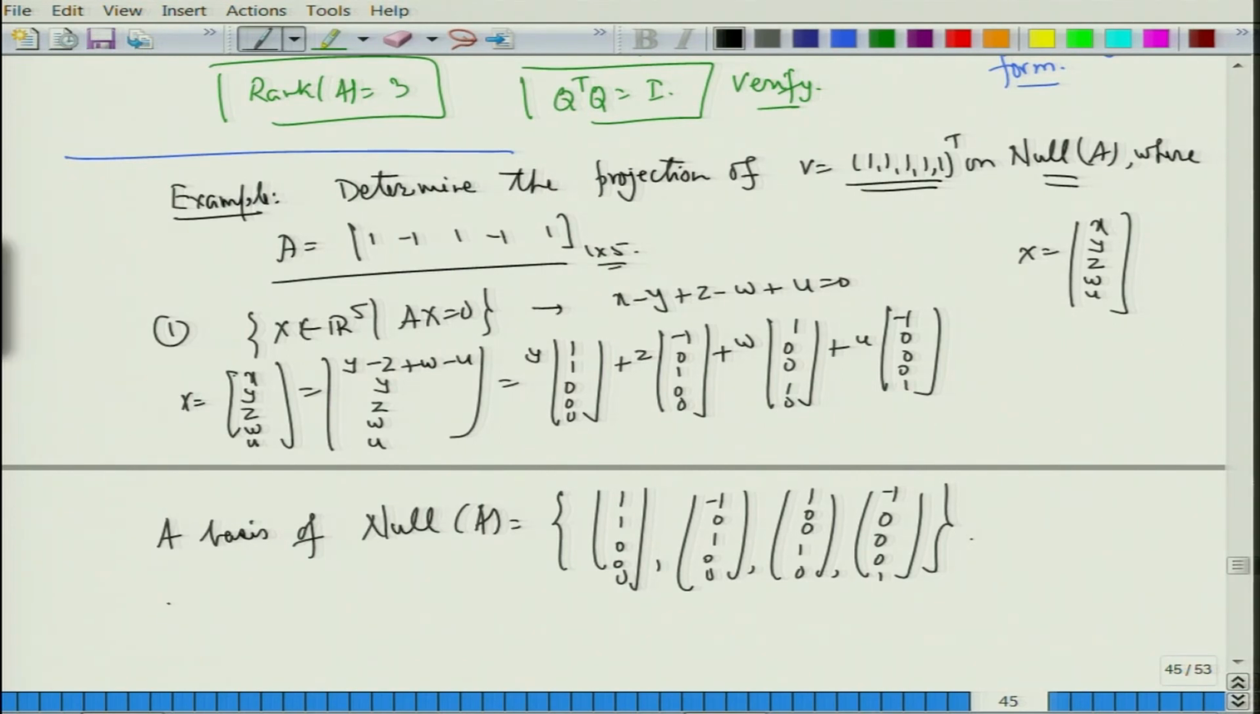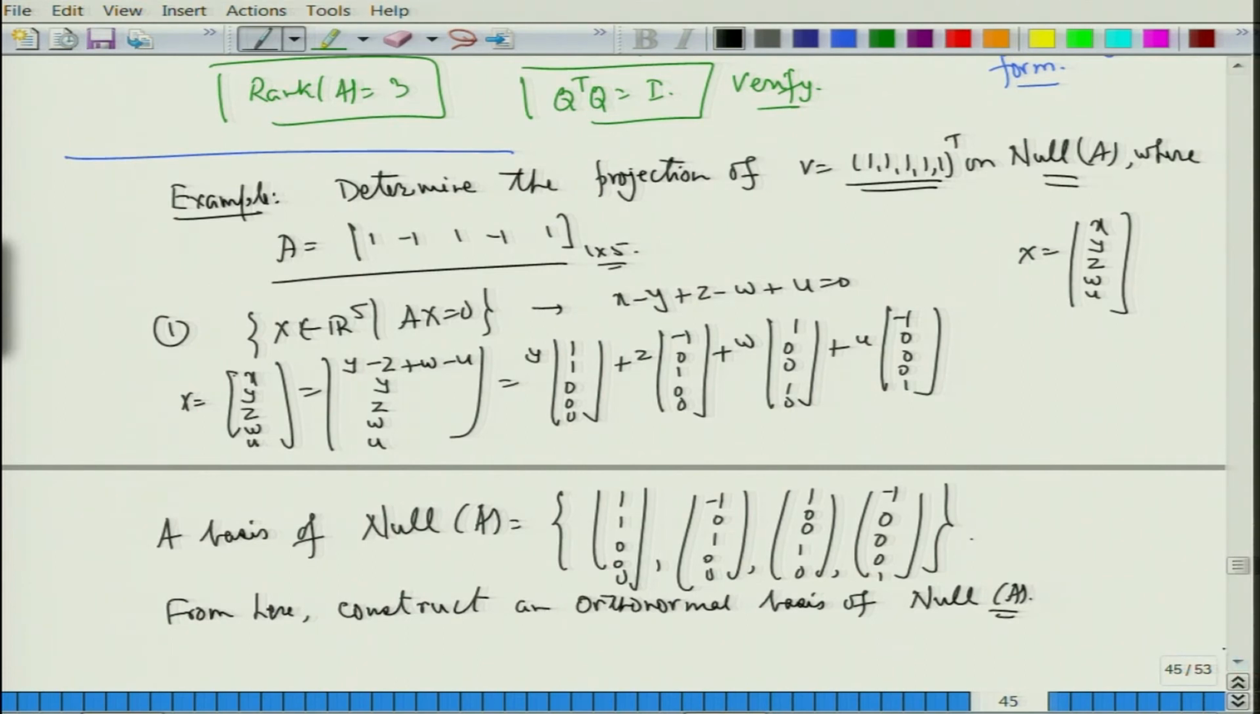So from here, construct an orthonormal basis of null space of A.